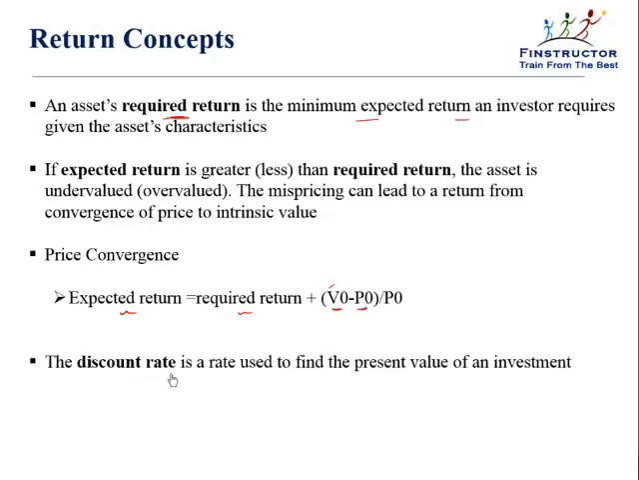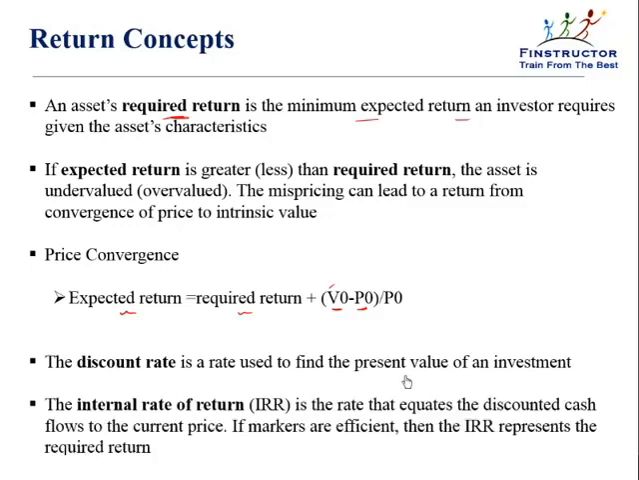The discount rate is another rate that we use. So the objective is just to tell you the different rates of returns that we hear about. So we know what holding period return is, we know what required return is, we know what expected return is, can be greater or lesser. The discount rate is the rate used to find the present value of an investment. Many times it can be similar to the required return. It must incorporate all risks of the investment.